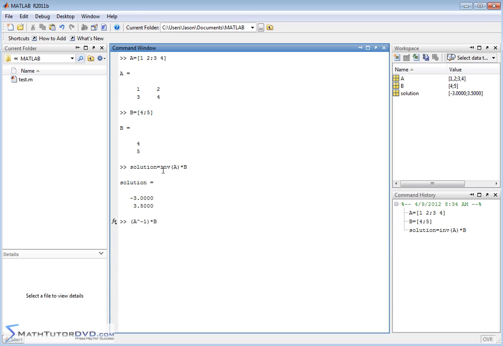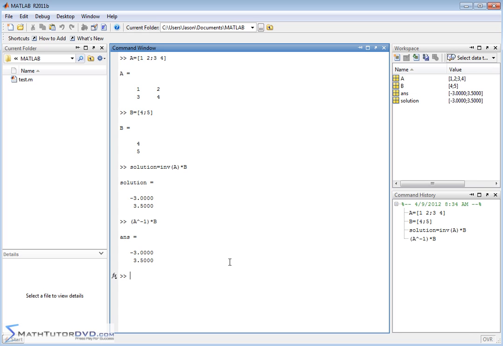You can send the matrix to the function that calculates its inverse, or you could just take the matrix and raise it to the negative 1 power, which is going to cause MATLAB to do exactly the same thing, and we get the same answer back in both cases. So whichever one you do is really up to you.